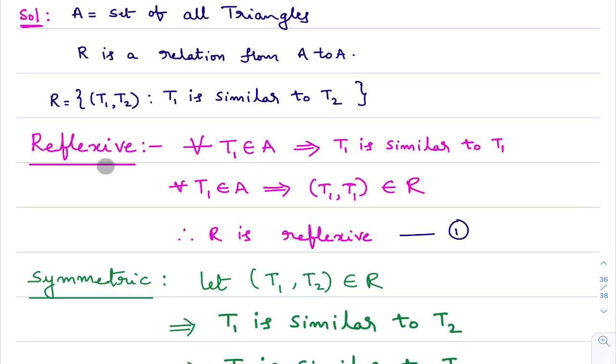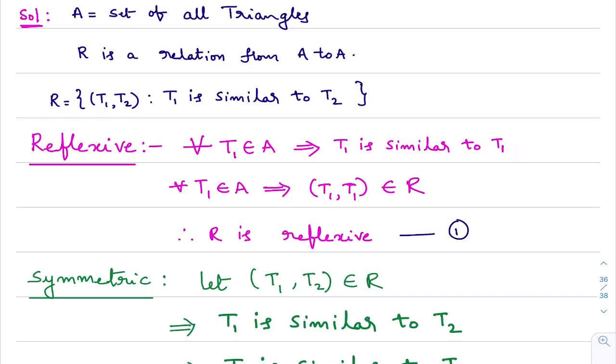First, reflexive relation. What I'll do, from this set A, I'll consider one triangle. I named it as T1. I consider T1 in set A. What can you say about T1? T1 is similar to T1. If I say like that, will you agree with me or not? T1 is similar to T1. You are similar to yourself.